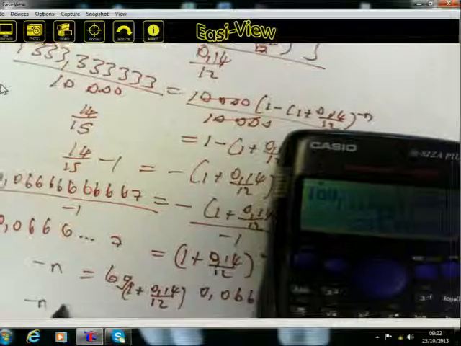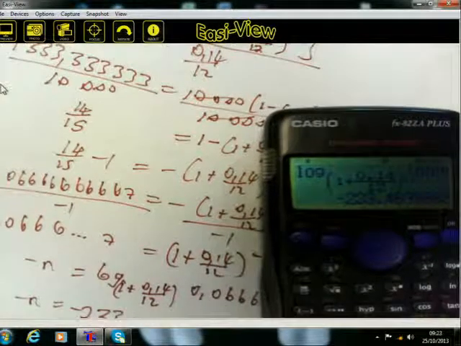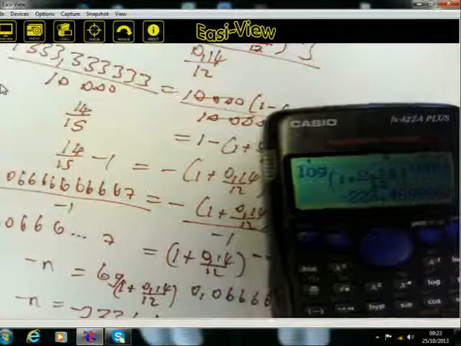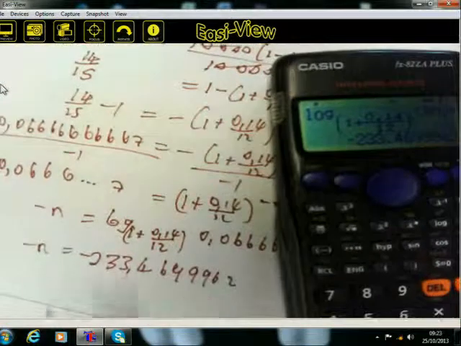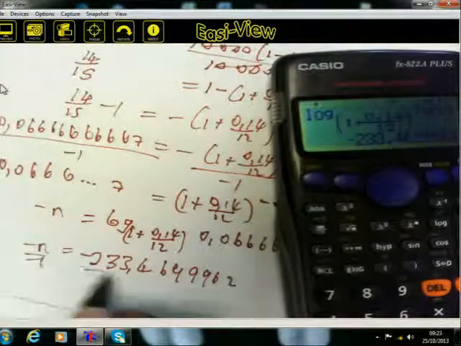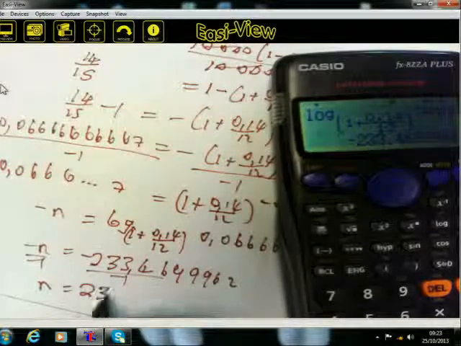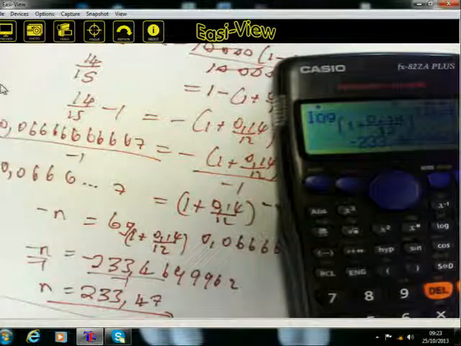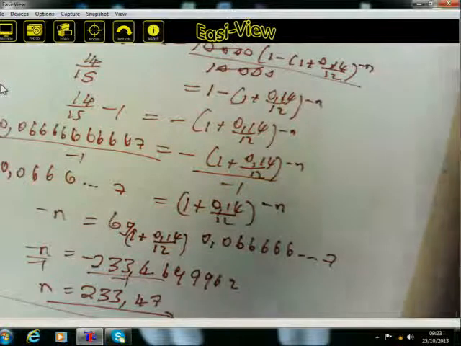Minus n is equal to negative 233.4699962. Is that correct? Yes. Then you divide by negative 1 on both sides. Therefore, n is equal to 233.47.